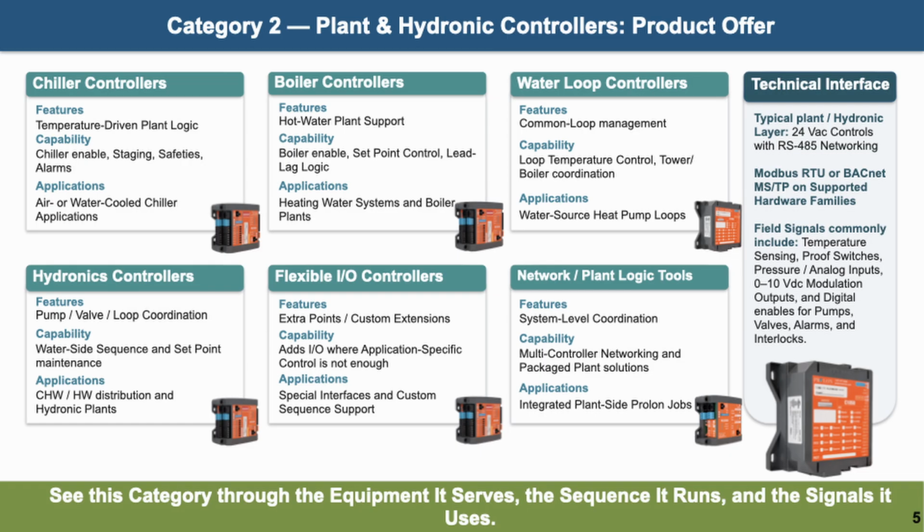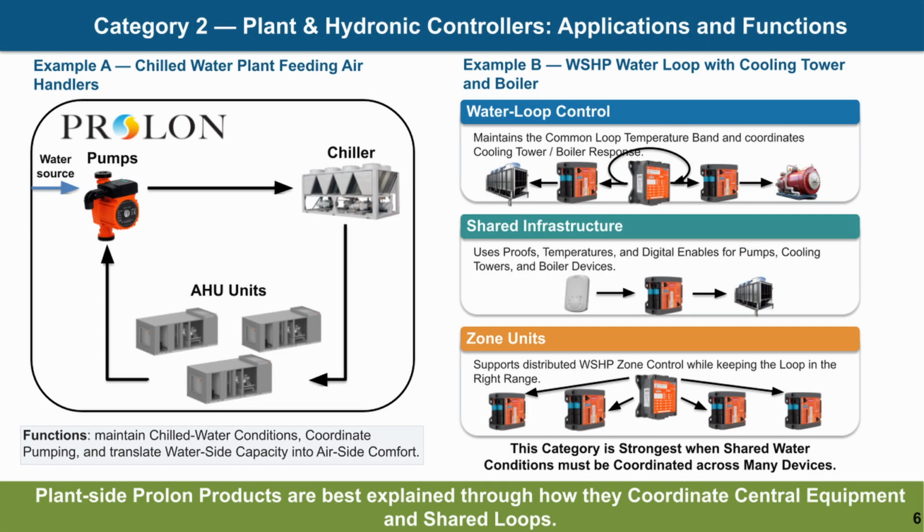This category should be explained as plant logic combined with the field signals and communication requirements needed to make the logic reliable. This slide shows two clear plant-side applications. The first example is a chilled water plant feeding air handling units. In that case, Prolon logic can help maintain chilled water conditions, coordinate pumping, and translate waterside capacity into airside comfort.